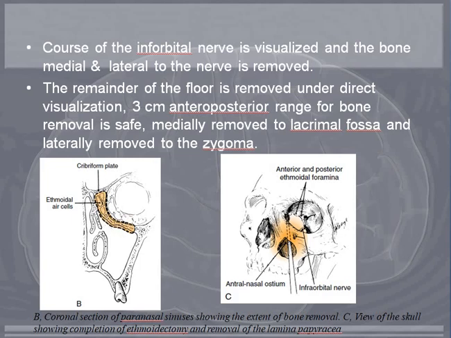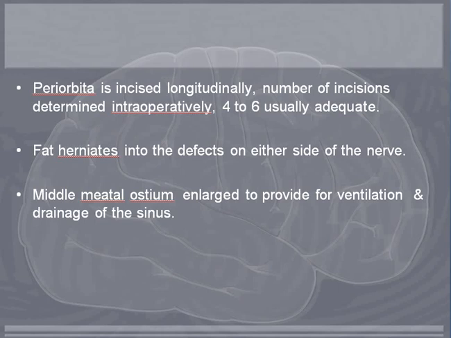So the periorbita is incised longitudinally, the number of incisions determined intraoperatively, and 4 to 6 is usually adequate. The fat herniates into the defects on either side of the nerve, and the middle meatal ostium is enlarged to provide ventilation and drainage of the sinuses.